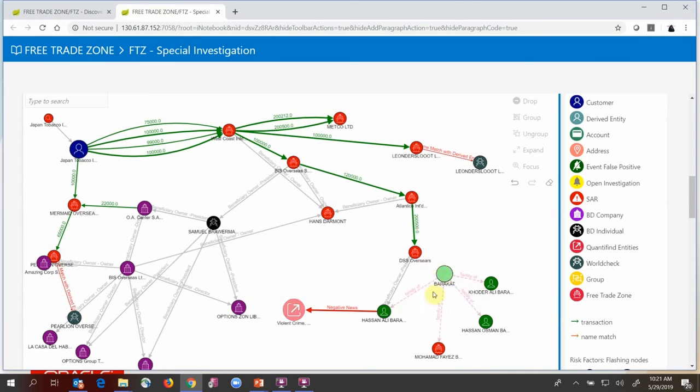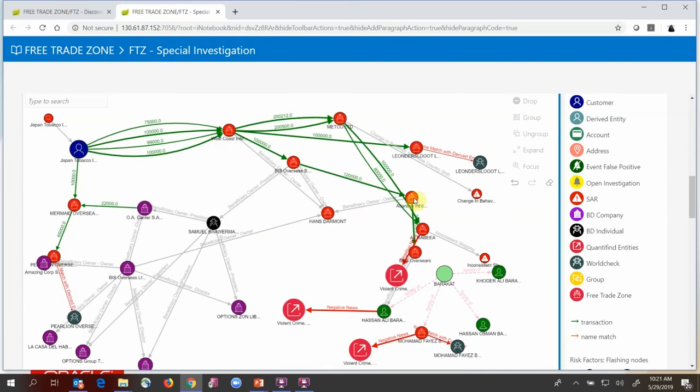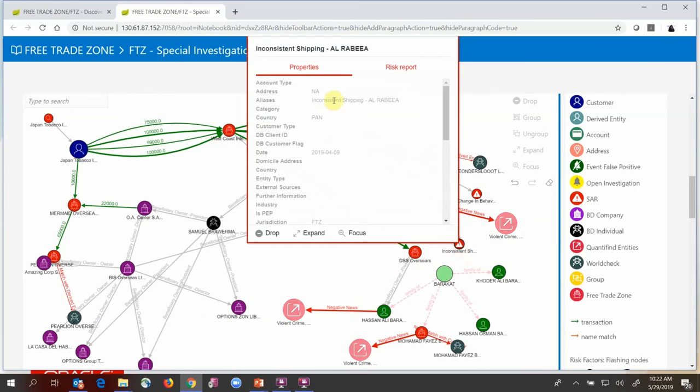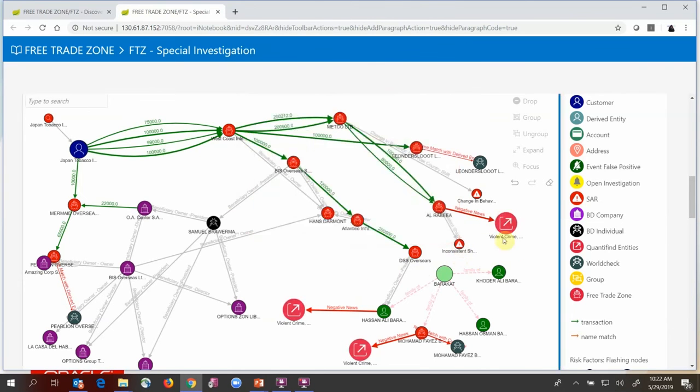All right, we can see this prominent Barakat family has an individual named Muhammad Faiz, and there are many other individuals who work in the family. If we expand Muhammad Faiz, we can see there is negative news on this individual, who is part of the same family and is also part of a sanction list. If we expand Medco Limited, we can see that Medco Limited is doing business with another company called Al Rabia in UAE. We do have an internal hit on Al Rabia. It is about inconsistent shipping, and then there is also negative news.